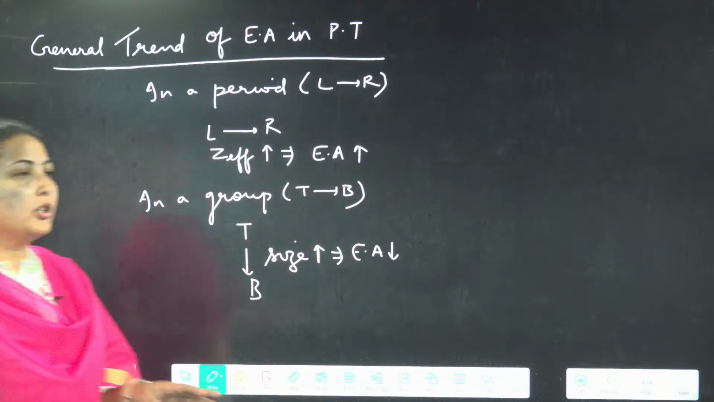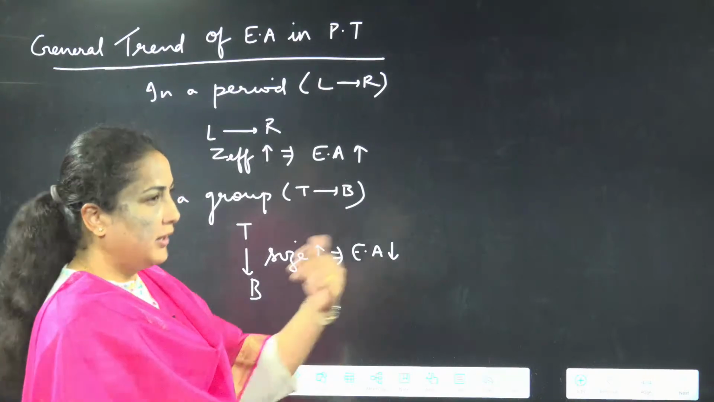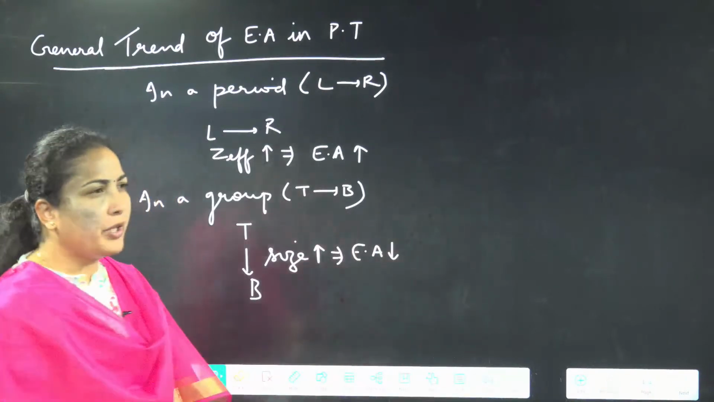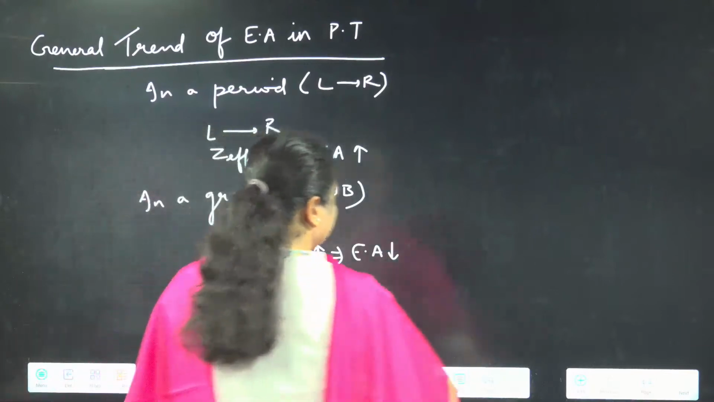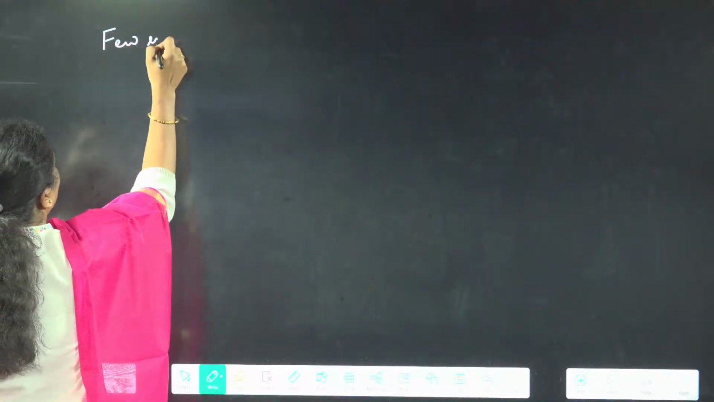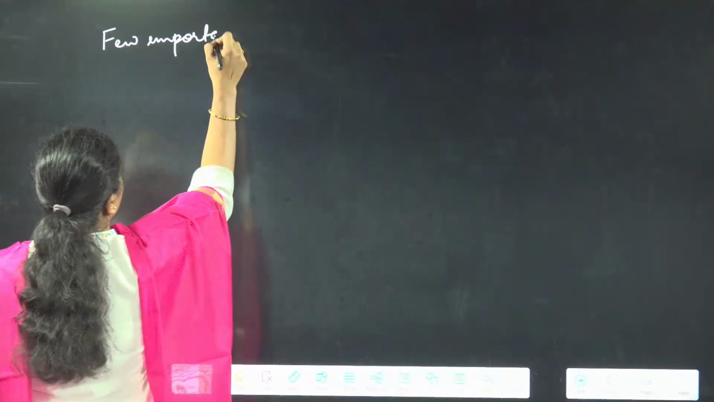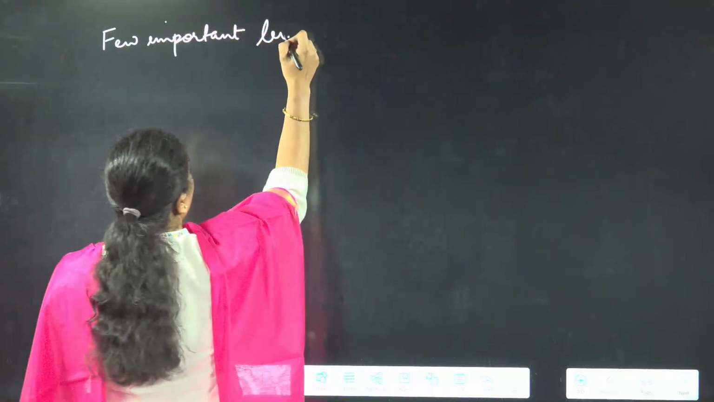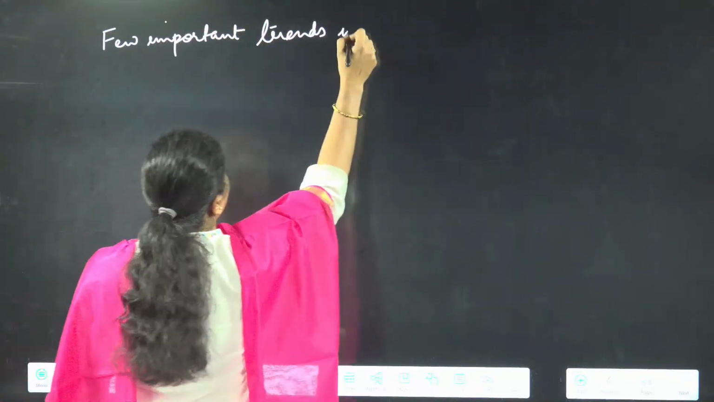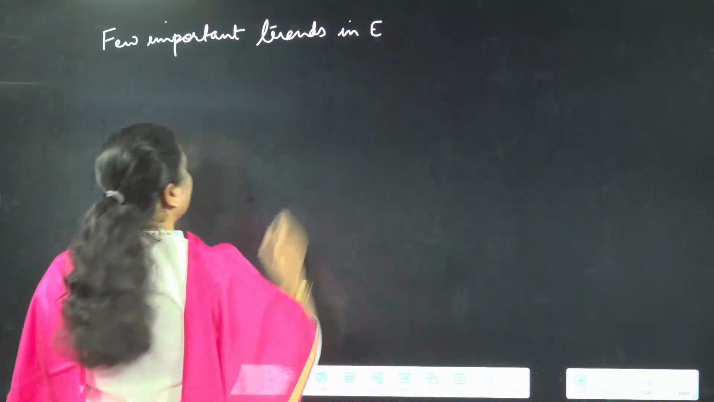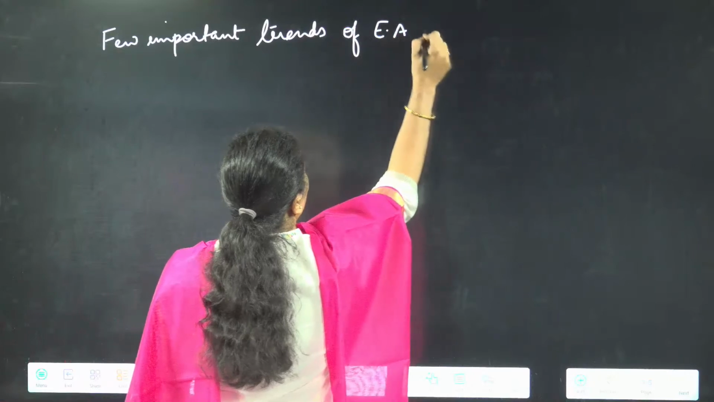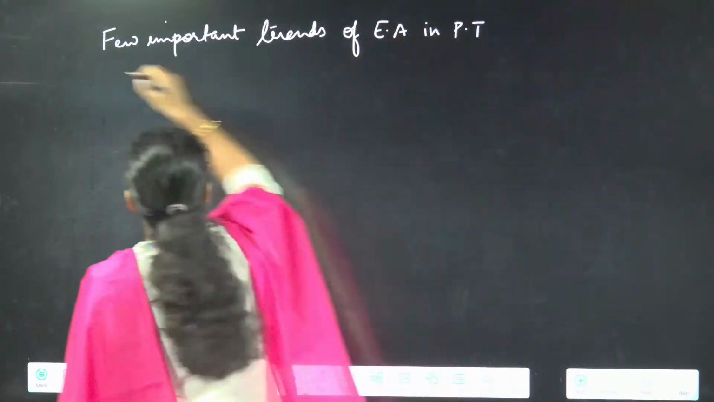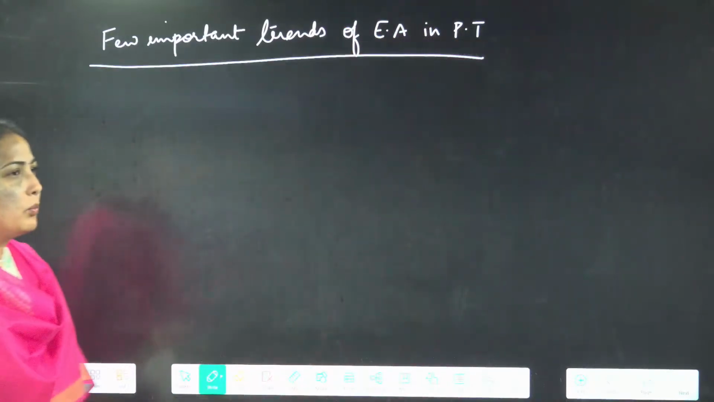So here I'll be just talking about a few of the trends, okay? Some important trends we'll be talking about, from where you can expect a few questions, right? Rest much is not asked. Now, few important trends of electron affinity in periodic table. Let us just see one by one.